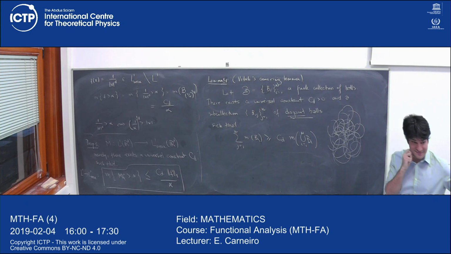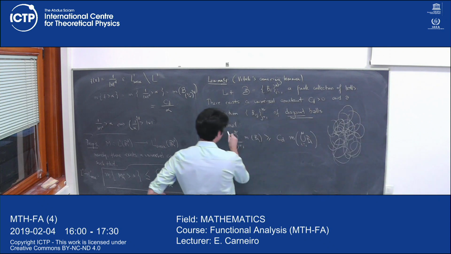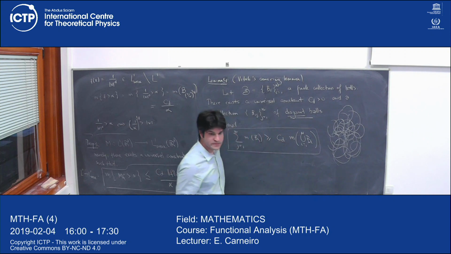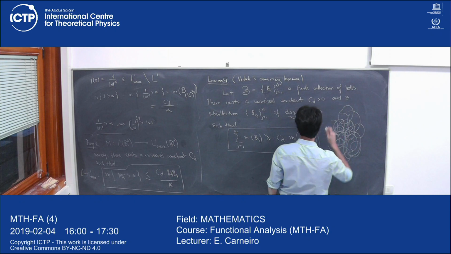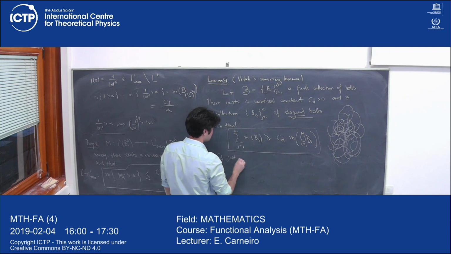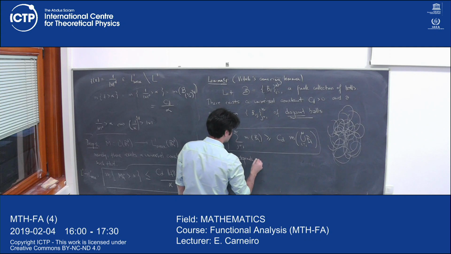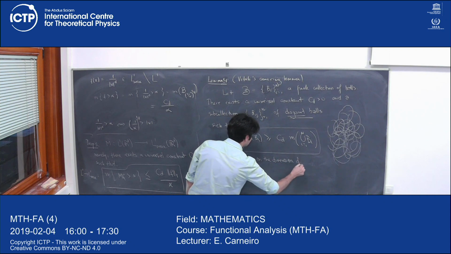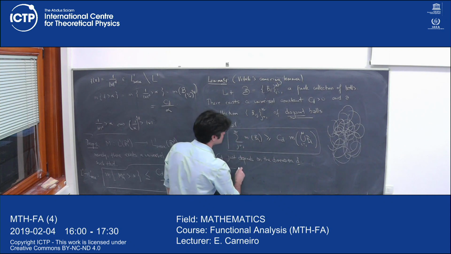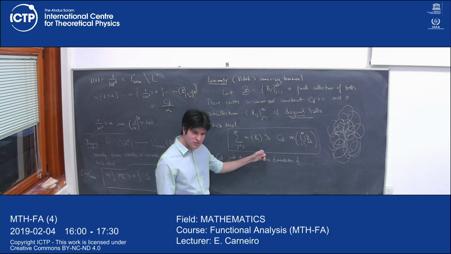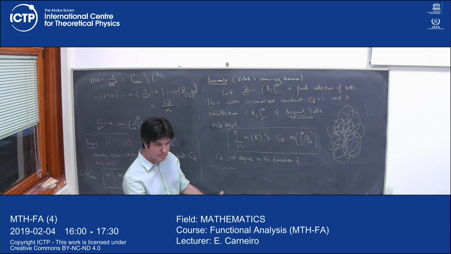And this constant doesn't depend on the starting collection, right? This constant just depends on D, the dimension. So there exists a universal constant such that for every finite collection this happens. C_D just depends on the dimension D. It will be clear from the proof, okay? So for any collection of balls, you can find a disjoint subcollection covering a certain portion of the space.